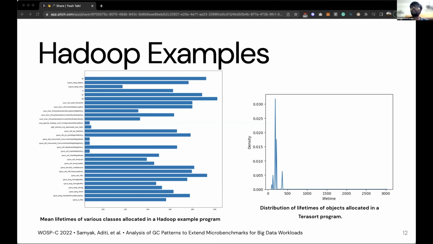The second graph is the distribution of lifetimes of all objects allocated during the execution of the TerraSort example. It can be observed that most objects have a lifetime between 0 to 500 milliseconds. More such graphs and analysis of our examples can be found in our paper.